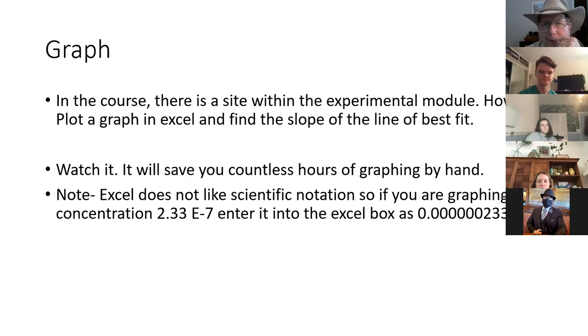The first column is going to be your X, and the second column is going to be your Y. The first column is going to be the concentrations. The second column is going to be your absorbances. Again, the program I have for Excel does not like scientific notation, so you have to put in the zeros. If I have 2.33 e to the 7th, I have to put a decimal point, 6 zeros, then enter the 233.